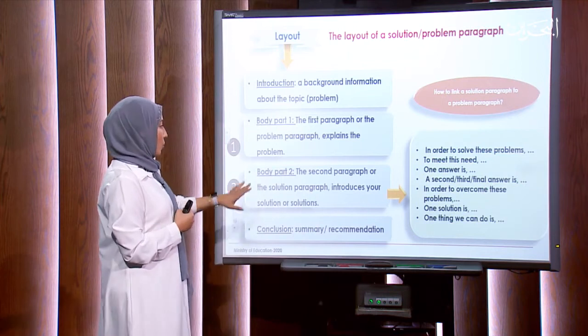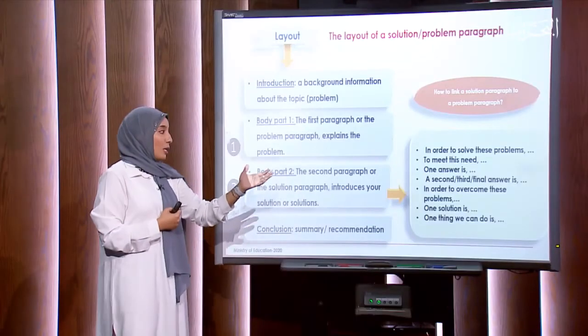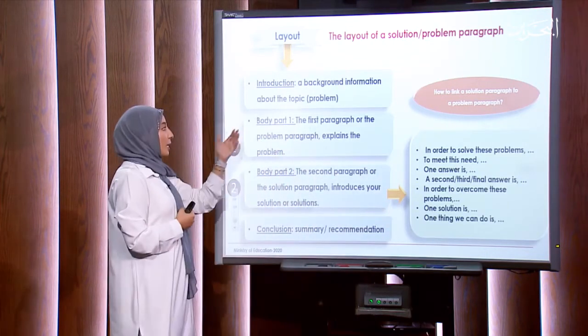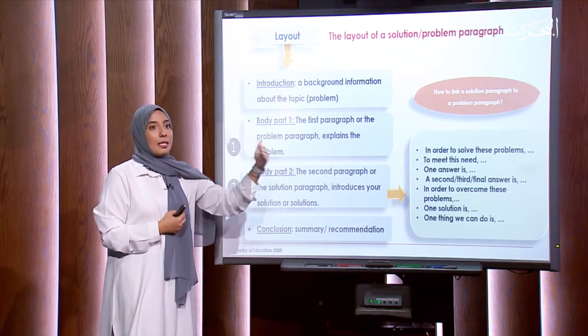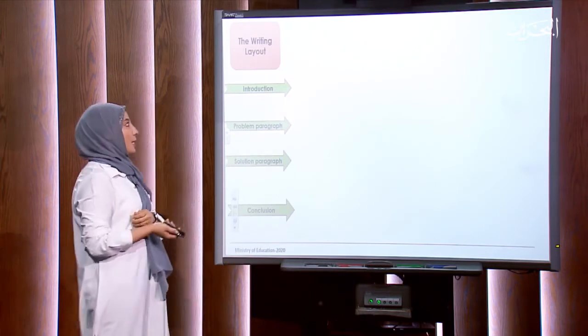Okay. So here, usually when we talk about the body, how do we link it? In order to solve these problems, it usually comes here: to meet this, one answer is, a second, a third, a final answer. In order to overcome these problems, one solution is, one thing we can do is. So when you're going to write a paragraph tackling the solutions, this is what we write. Whereas if we're tackling the problems, you usually start with first, second, third. Okay, now this is the writing layout.